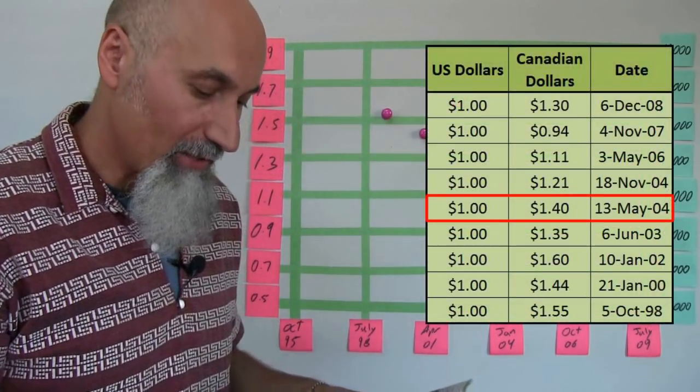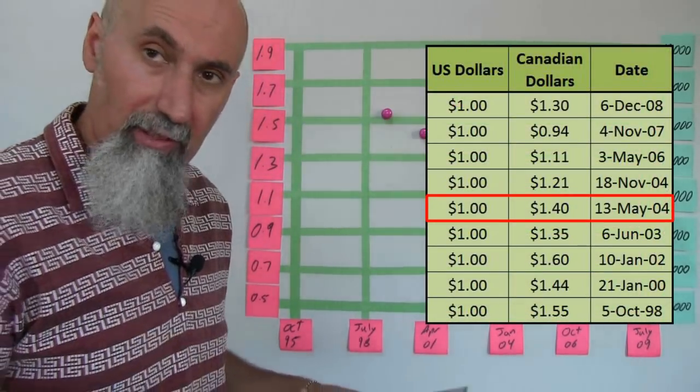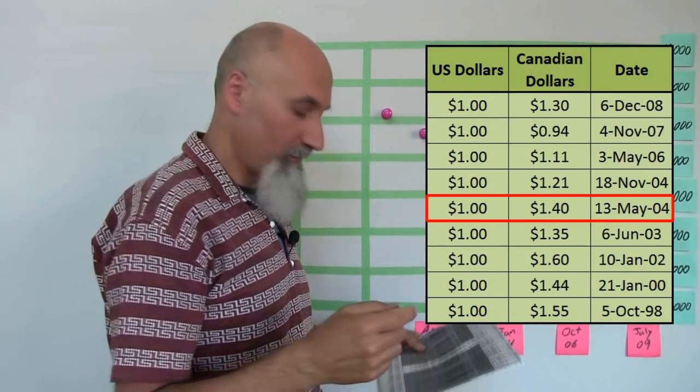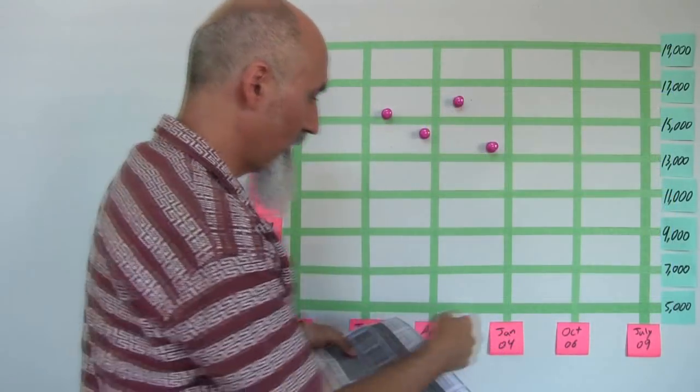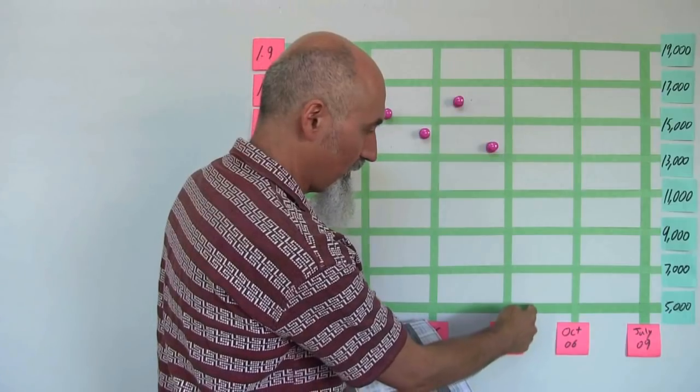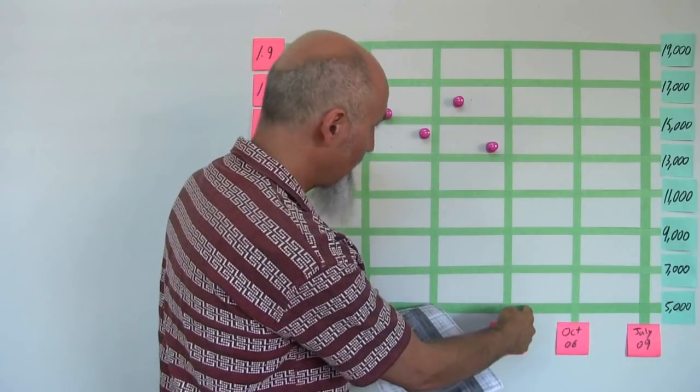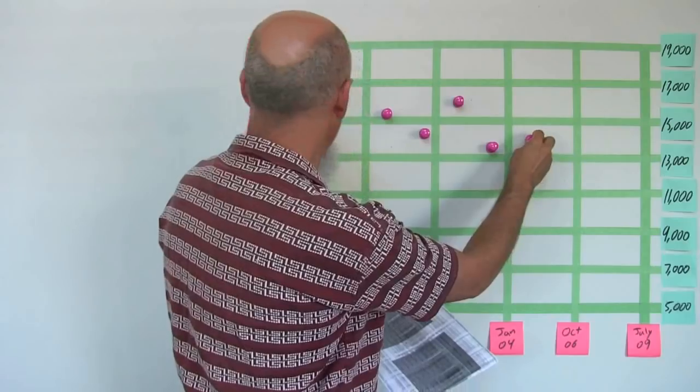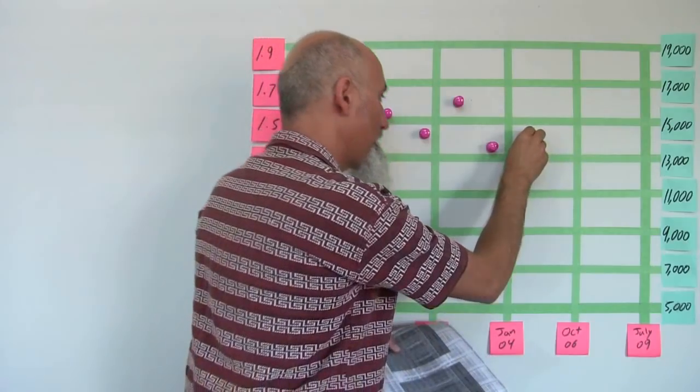In May 2004, one US dollar got you $1.40 Canadian. May 2004. So here's January 2004. May is going to be around here. It got you $1.40. So we're back up to here in the middle. Okay.